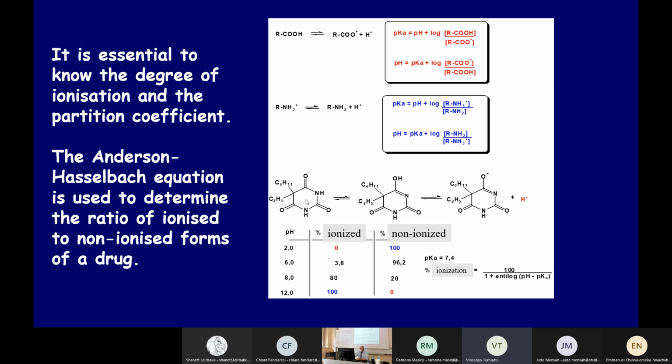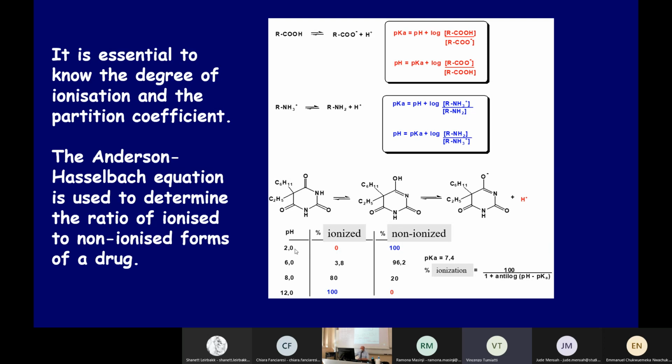Here you have, once again, an example with barbituric acid. You can see the un-ionized form on your left, the keto form, and then the ionized form on your right. You see the minus charge here. Here you have a table with a different pH and a different concentration fraction of ionized and non-ionized form.